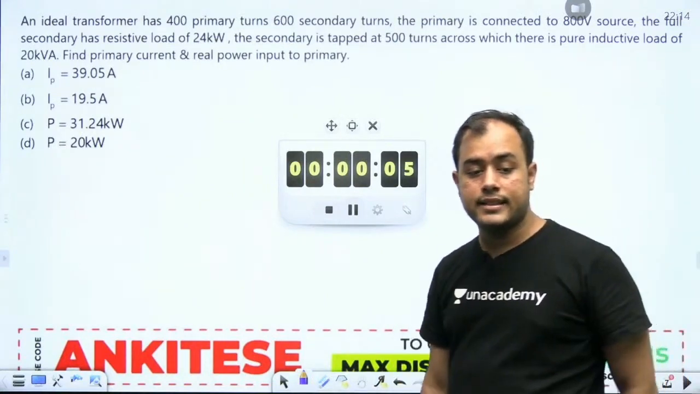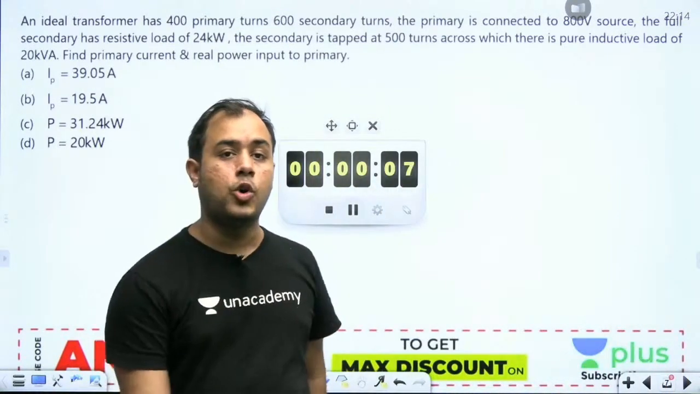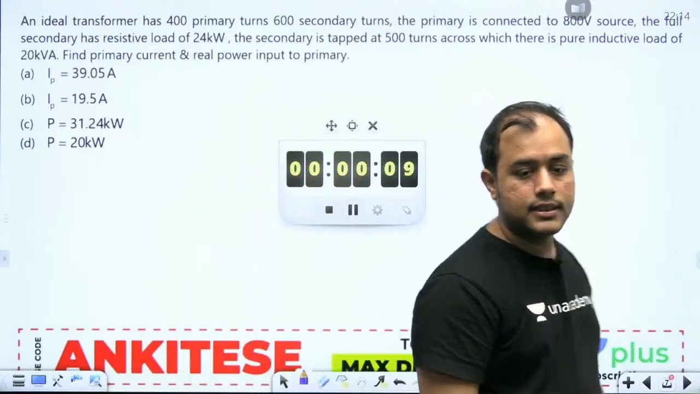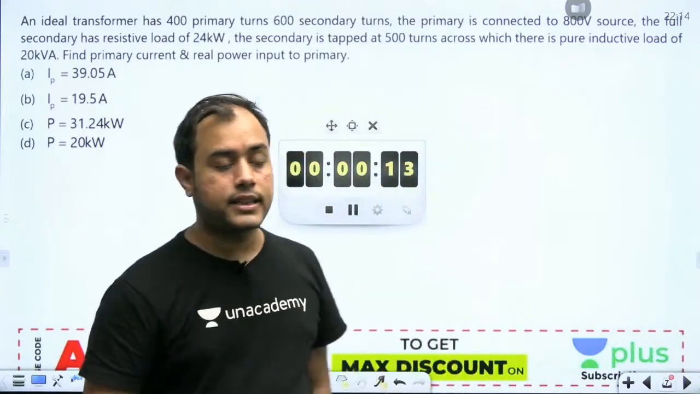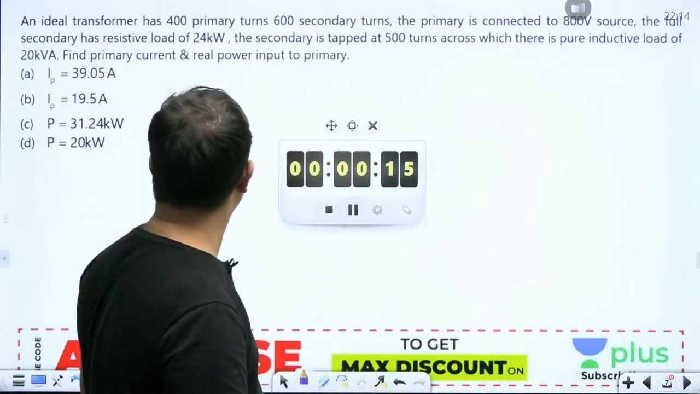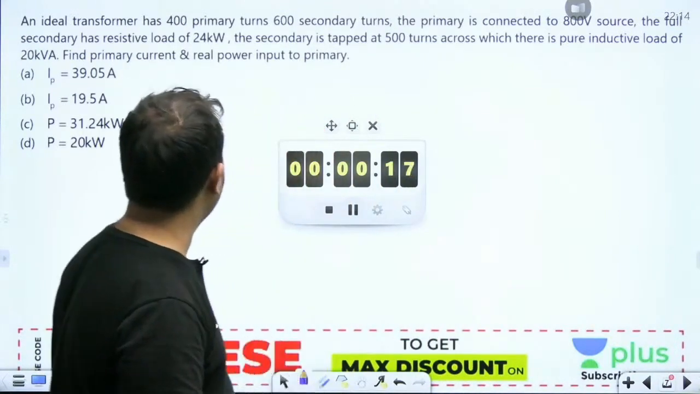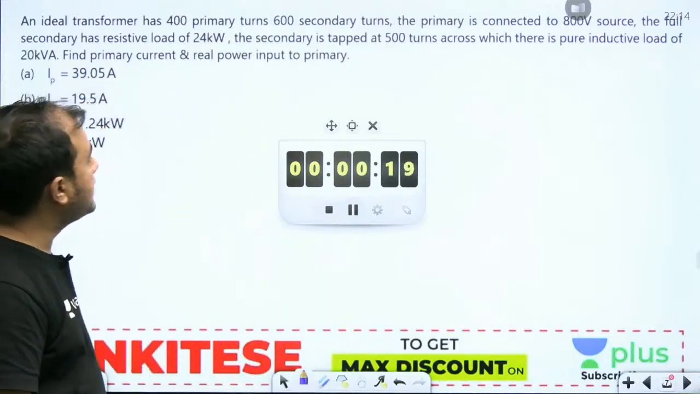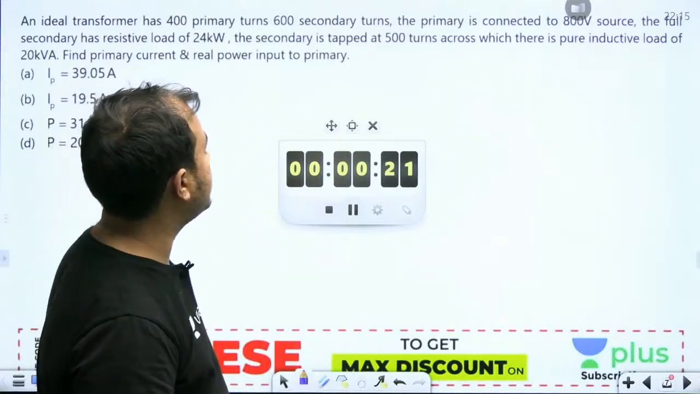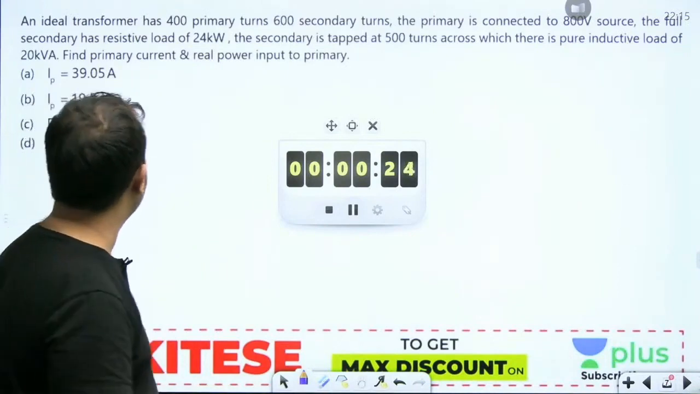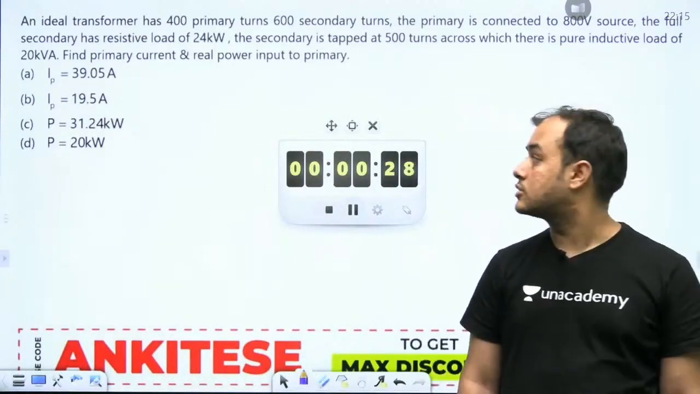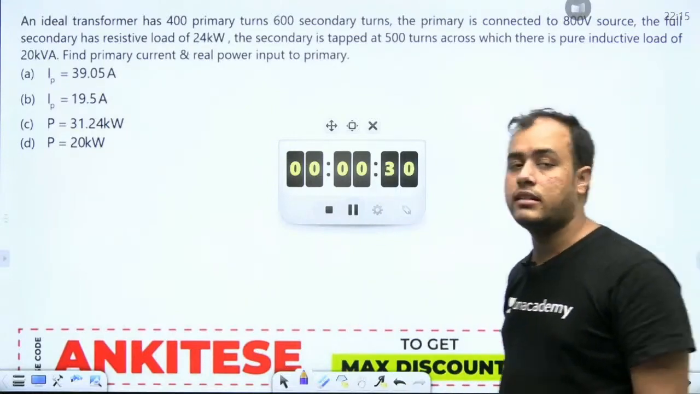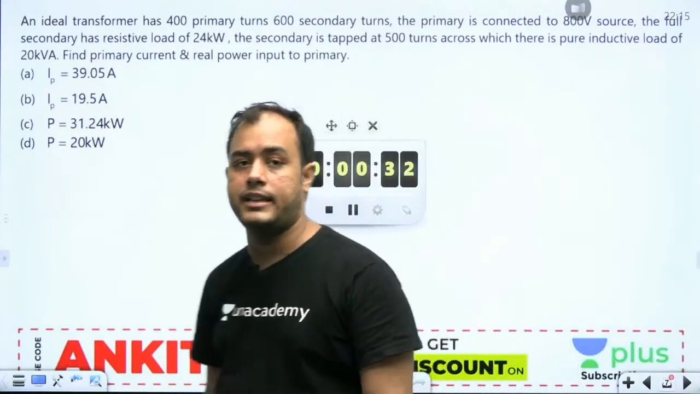The question says an ideal transformer has 400 primary turns, 600 secondary turns. If the primary is connected to an 800 volt source, the secondary has a load of 24 kilowatt, and the secondary is tapped at 500 turns, across which we have a load of 20 kVA. We need to find the power factor, primary current and real power input to the primary.